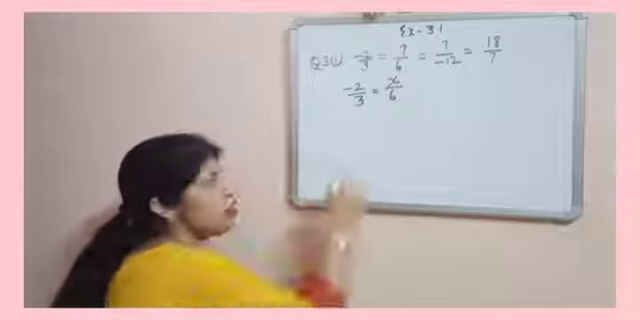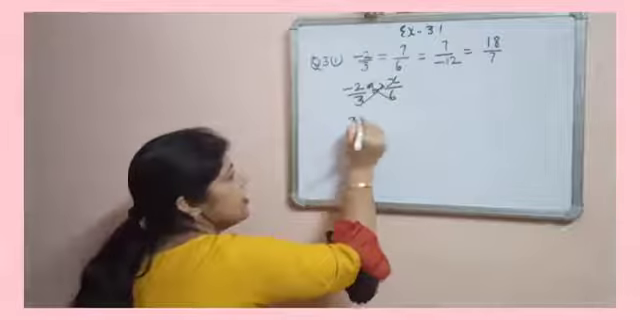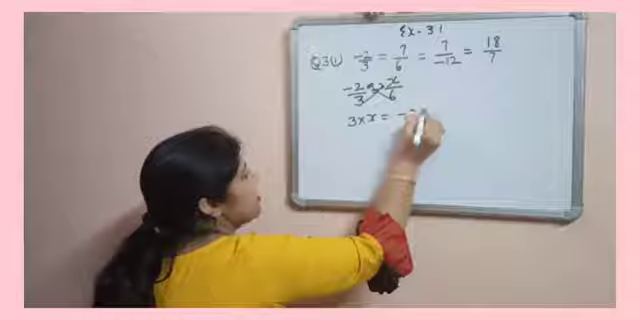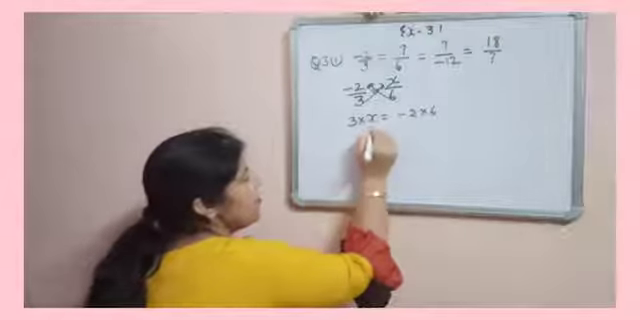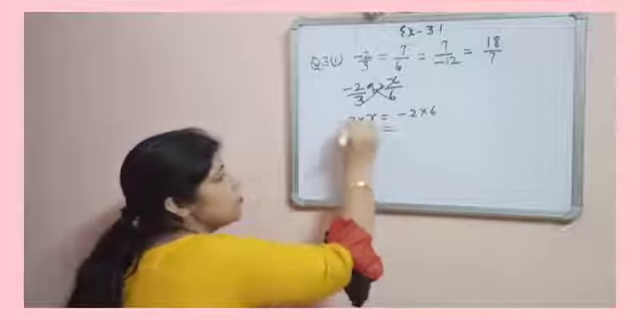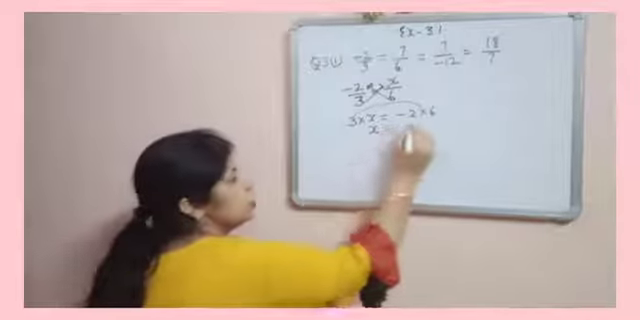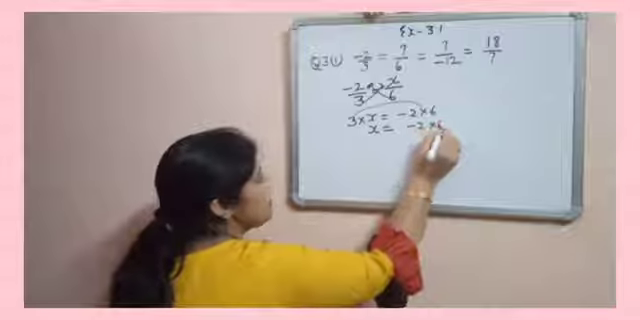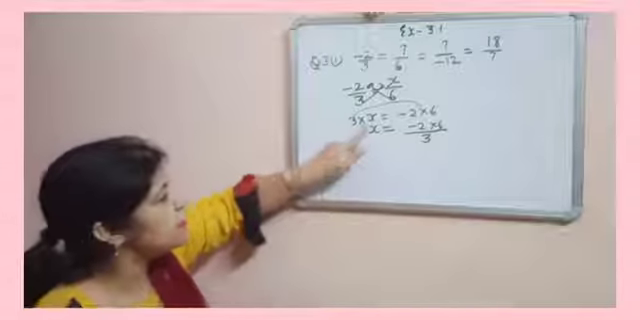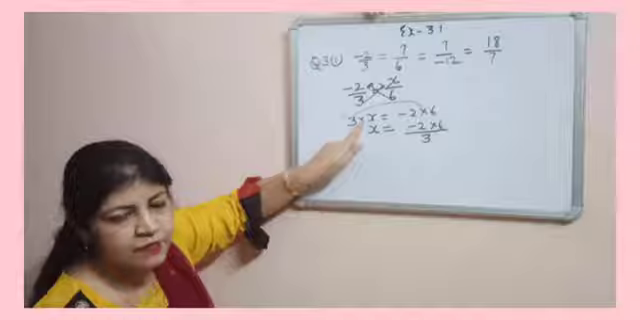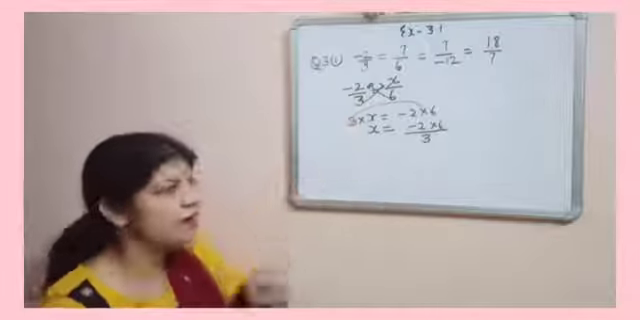And now by cross multiplication, find the value of x. 3 multiplied by x equals minus 2 multiplied by 6. Now here, for finding the value of x, you have to shift 3 towards the right hand side. So minus 2 multiplied by 6, and 3 will be divided because it is multiplied by x. When you shift it towards the right hand side, it will be divided.